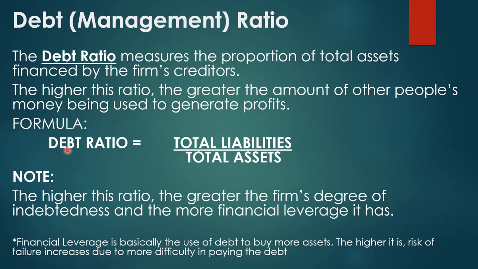Itong si debt ratio, pinapakita niya na out of the total capital structure of the company, which is also known as the total assets, ilang percentage dyan is made up of liabilities. Yun yung pinapakita ni debt ratio. Now take note, the higher this ratio, the greater the firm's degree of indebtedness, and the more financial leverage it is. Ibig sabihin, mas marami yung utang ng company as compared sa ownership ng shareholders. Kapag ganun nangyari, ibig sabihin, mas malaki yung component ng utang sa capital structure as opposed sa investment ng mga shareholders. Yun yung pinapertain ng debt ratio.